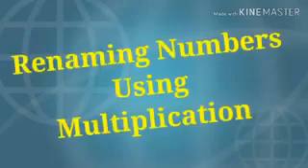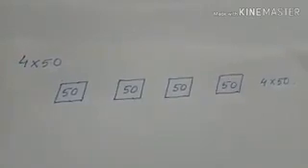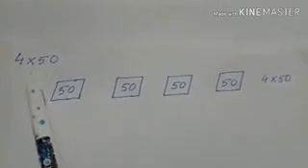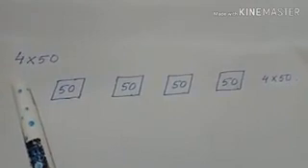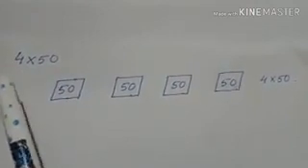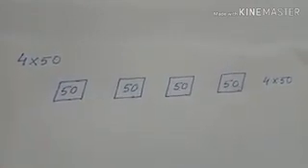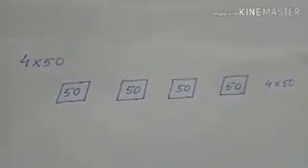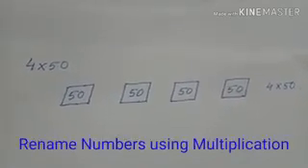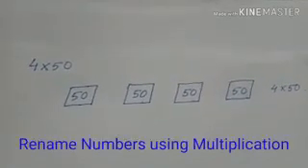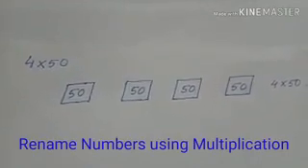Hello children, welcome back to the math class. Today's lesson is renaming numbers using multiplication. For example, you can see the question 4 times 50. If you try to directly multiply it, it will be difficult for you to do it. So what you can do is easily rename this by using multiplication. It will make your calculation easier.